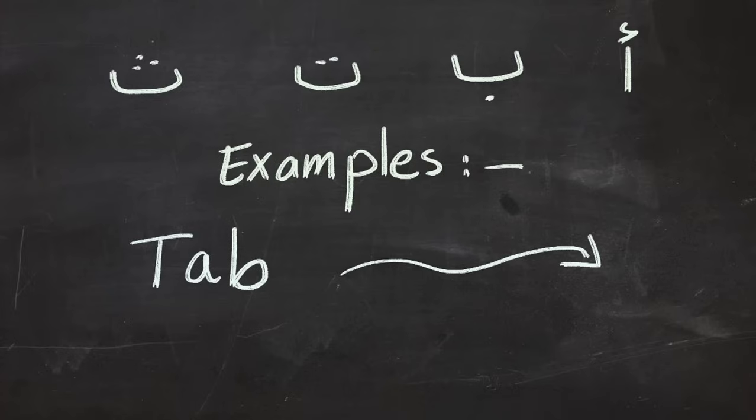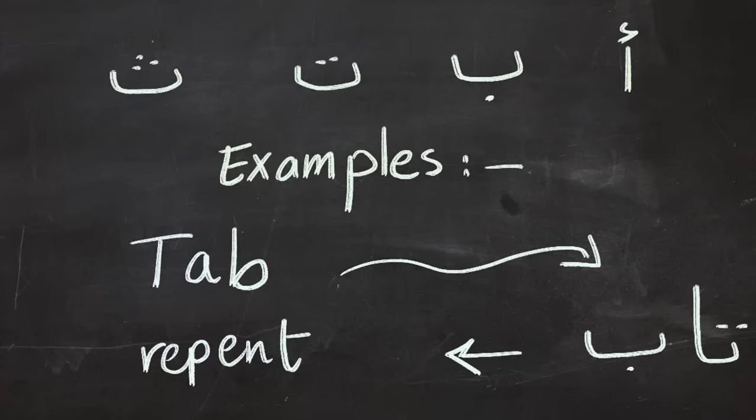Now, let's see what it looks like. Tab looks like that, and it means repent. All right, let's move forward. And this time we're going to go to the second set of letters of today.